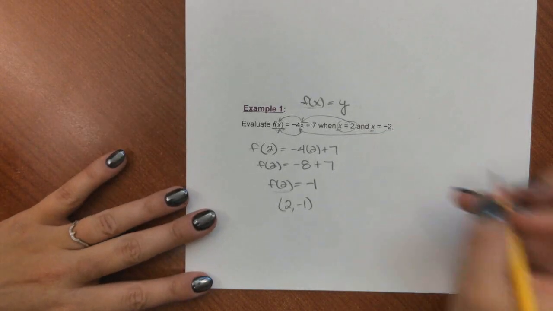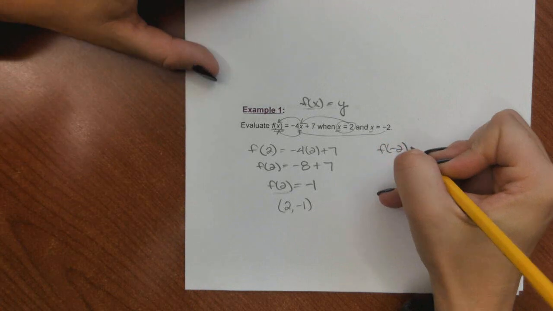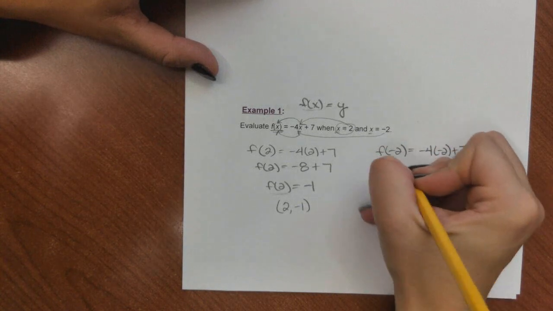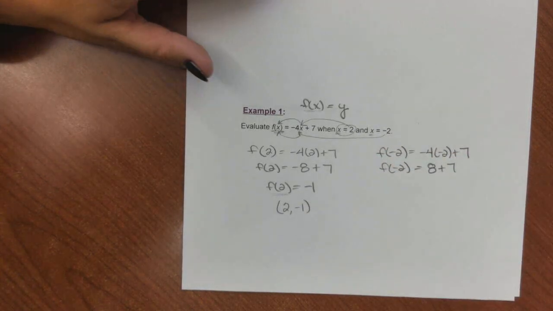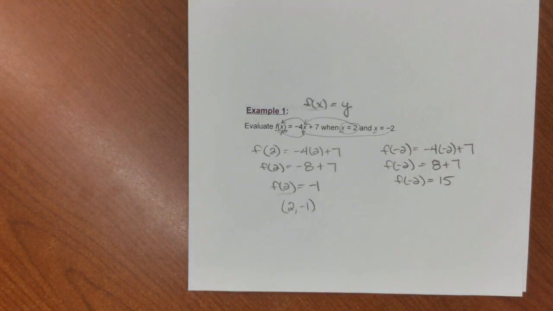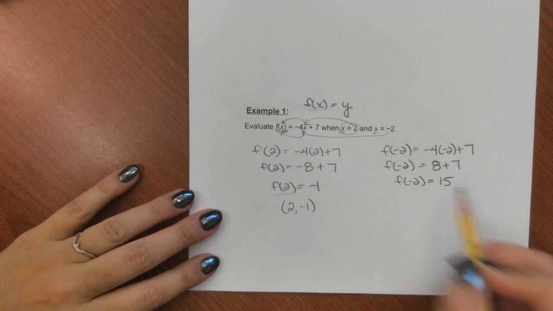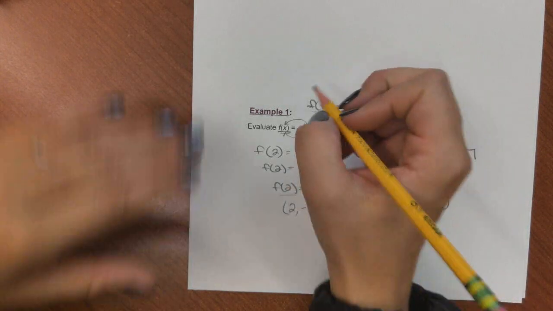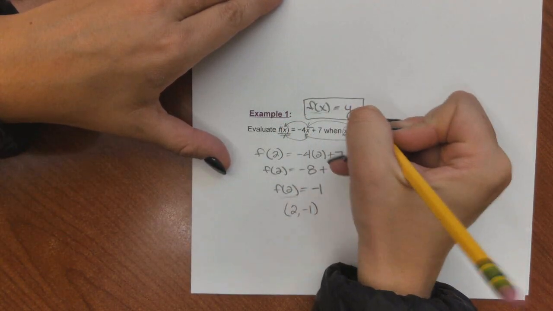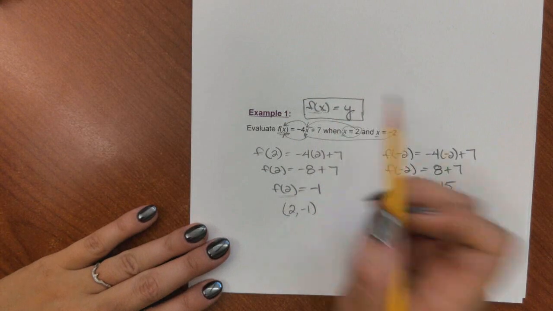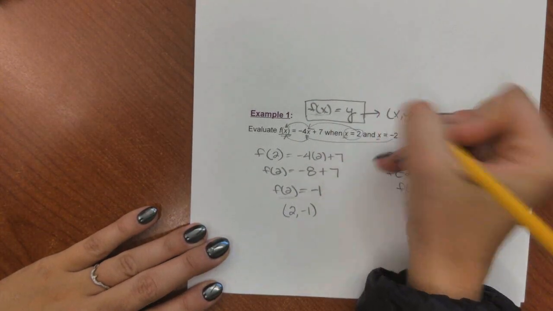Now let's do the other one. X is negative 2. So this time I'll have f of negative 2 equals negative 4 times negative 2 plus 7. This will give me 8 plus 7, which will give me 15. And once again, this can be written like a point, the point x, y. It's the point negative 2, 15. So the biggest piece of important information for today is knowing that f of x equals y. Here's x, here's y, and we can transfer this to a point x comma y.